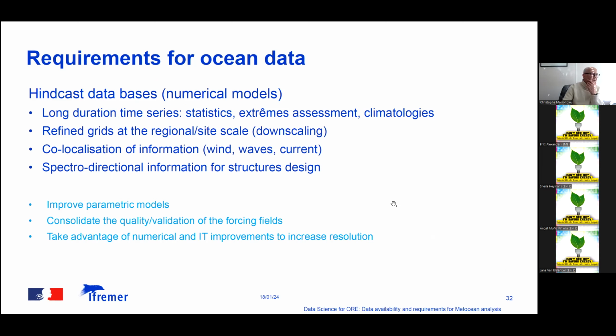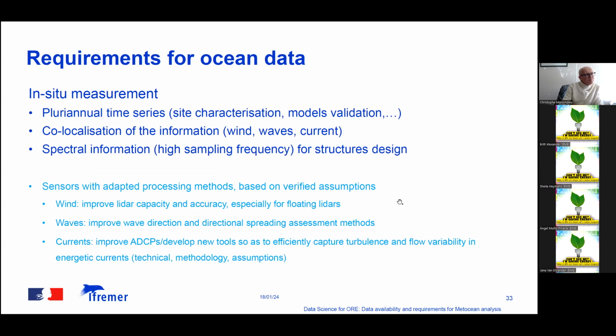So for databases, numerical models, we need a long duration time series to build statistics and assess the extremes. Refined grids at the regional and site scale, co-localization of the information, and also spectral directional information for structural design. We could improve parametric models, consolidate the quality or the validation of the forcing fields, and also take advantage of the development of informatics to improve or increase the resolution.